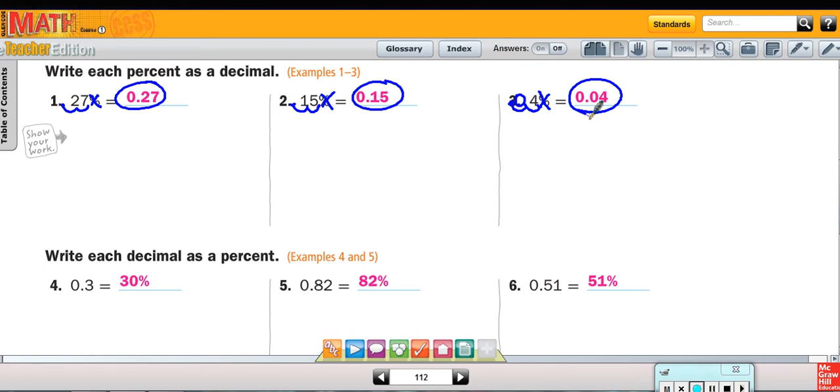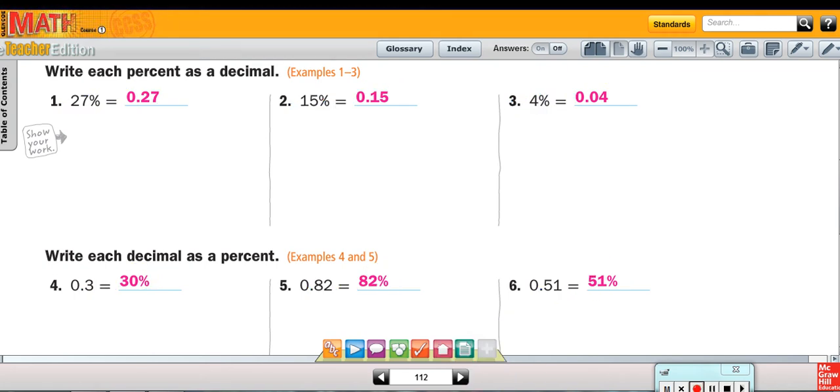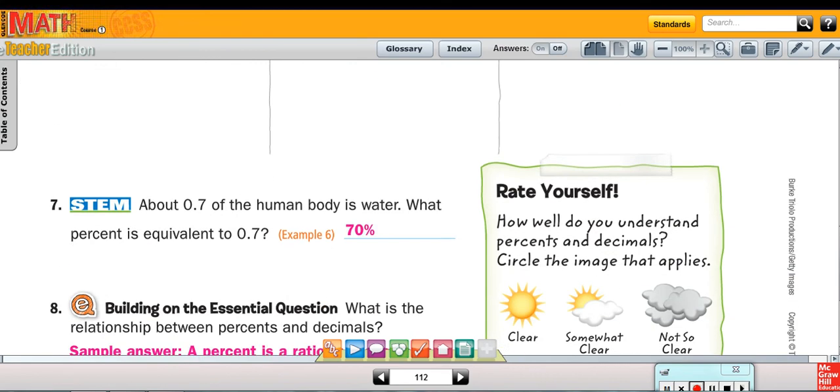When we go to decimal to percent, now it appears we're getting larger. So we're going to multiply by 100. So we get 30%. Multiply by 100, 82%. And multiply by 100, 51%.